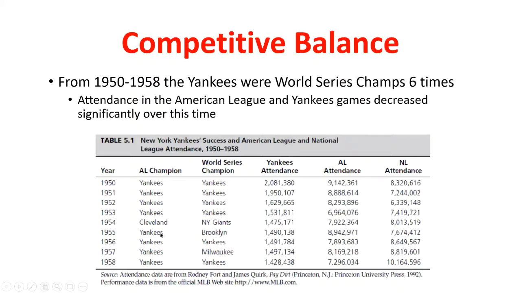Even though they're kind of winning the American League, the National League teams at least are of somewhat higher quality and able to compete with them. Okay? So if we look at the attendance trends here, initially, this is kind of a weird period, but attendance was decreasing across the board for the first few years. Yankees attendance was decreasing, American League attendance was decreasing, and the National League was all decreasing, right?